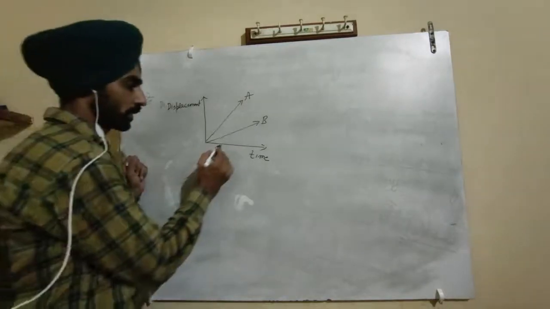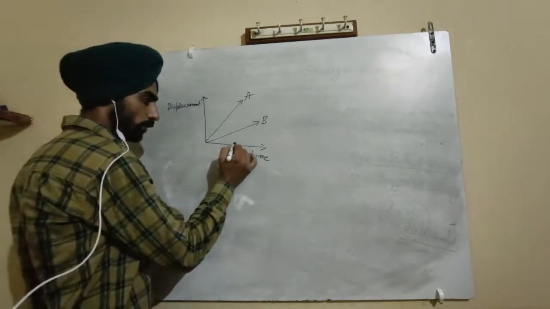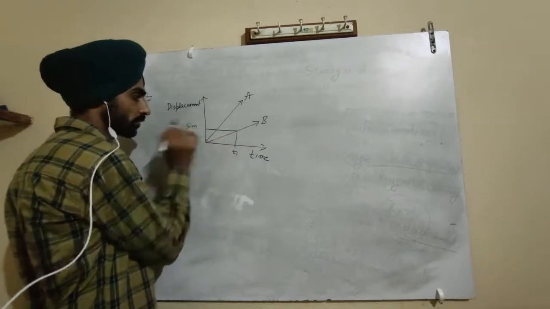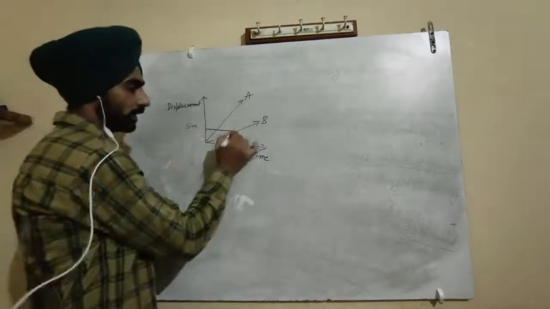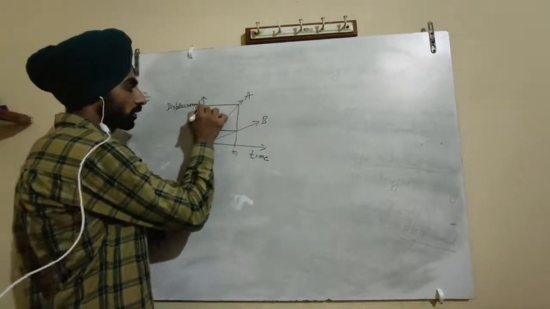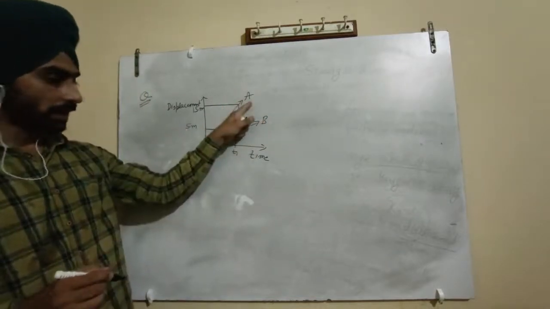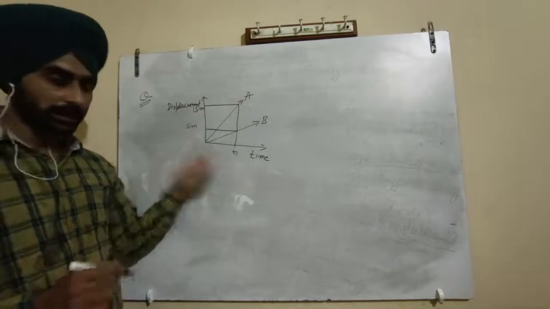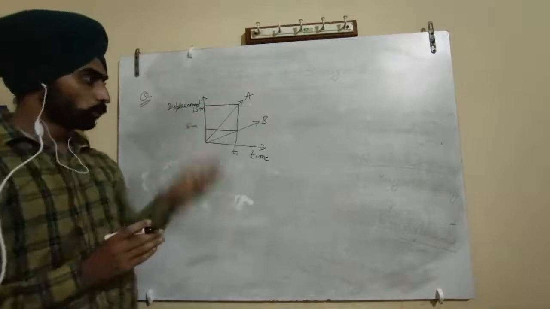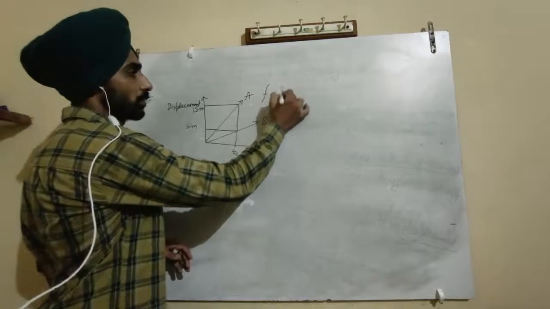It's very simple. Just take one time, suppose it is T1. Note down that at T1, B has covered a displacement of, suppose, 5 meters. And at the same time T1, note down the displacement covered by car A. That is 15 meters. B is covering 5 meters in time T1 and A is covering 15 meters in time T1. So A is covering more displacement. So A is moving faster as compared to B.